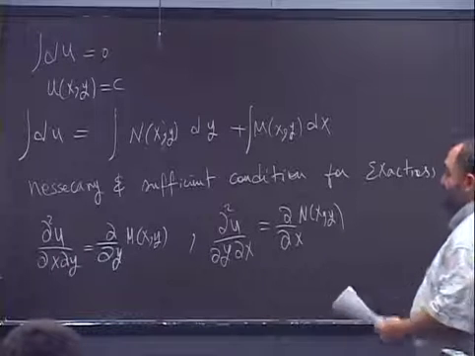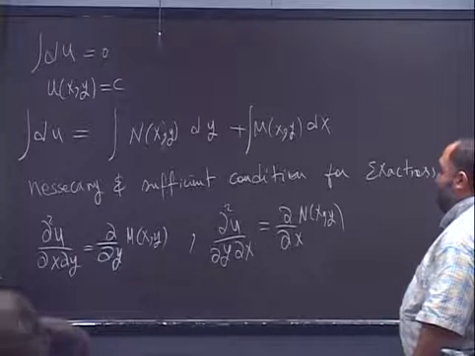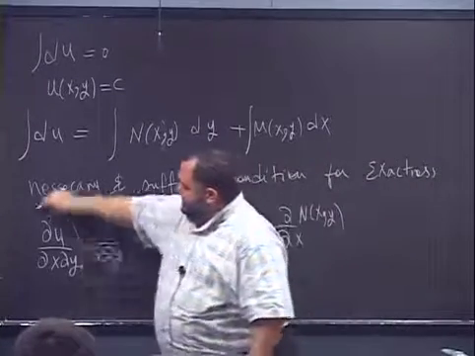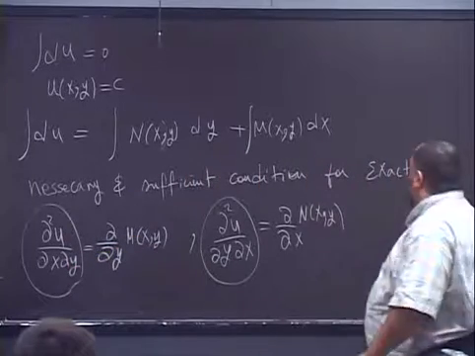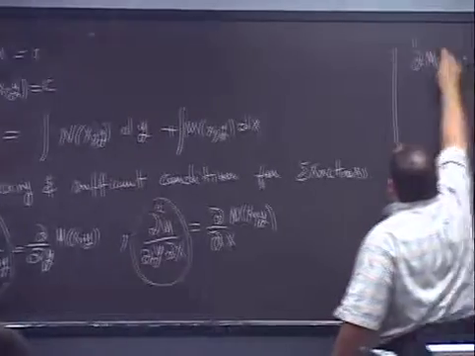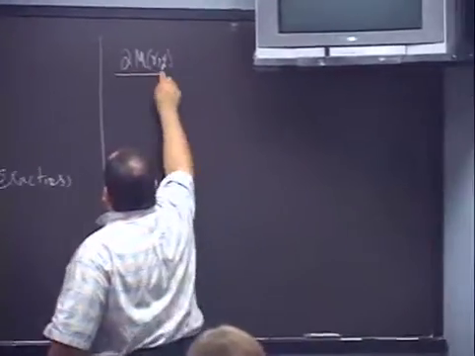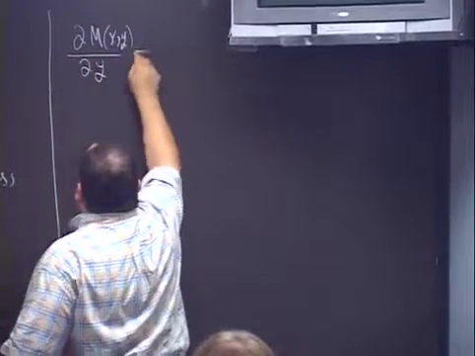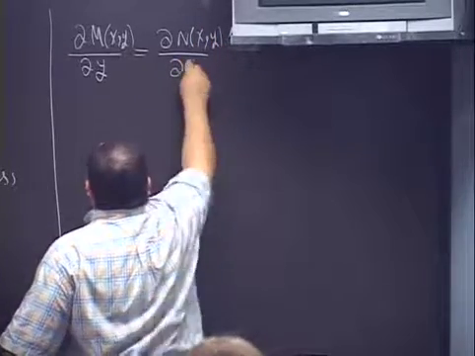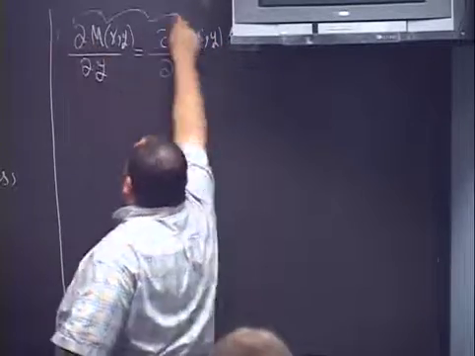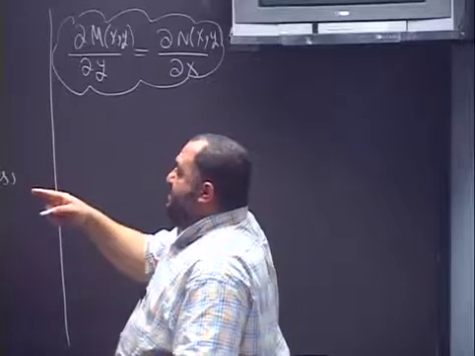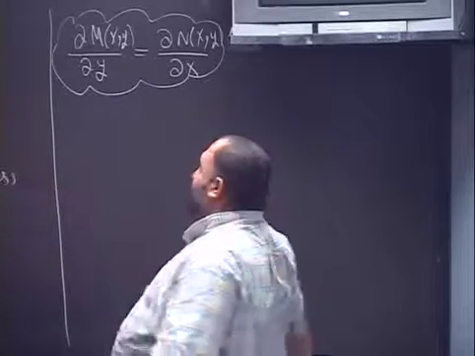Okay, guys? So when you differentiate twice, what did you find? This is equal to this. So what's the conclusion now? ∂M(x,y)/∂y equals ∂N(x,y)/∂x. So this is the necessary and sufficient condition for this to be an exact differential. So N is multiplied by what in the first equation here?